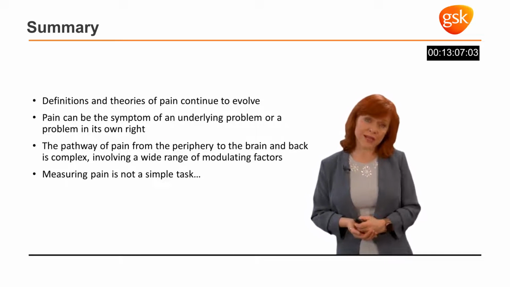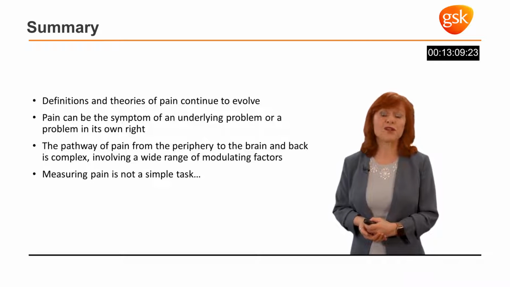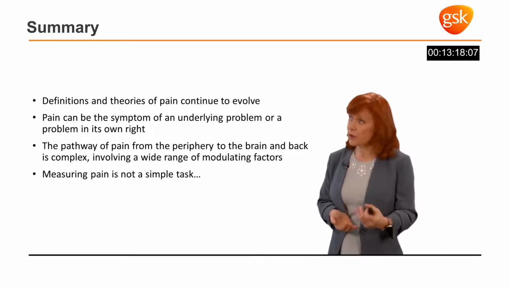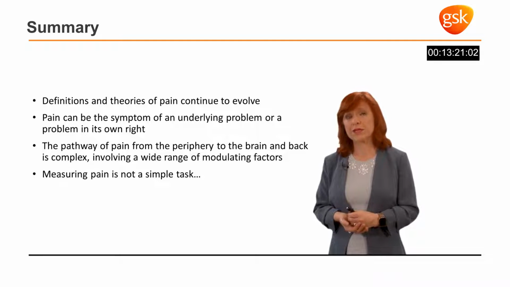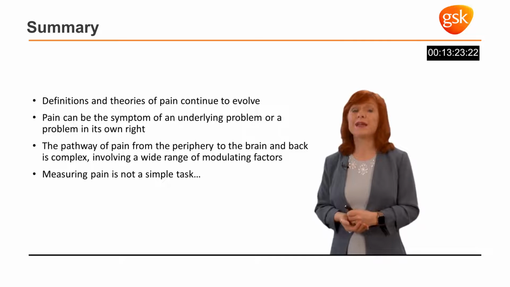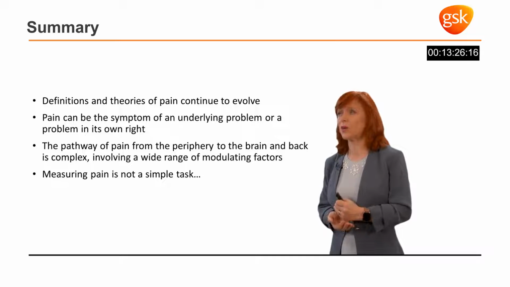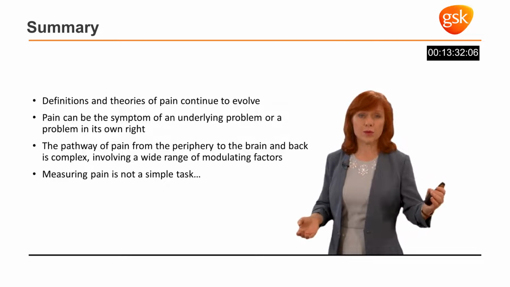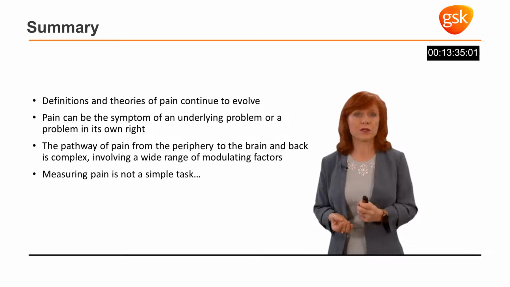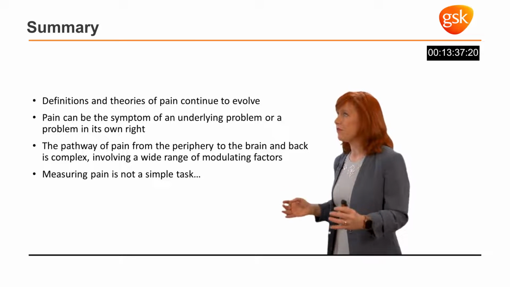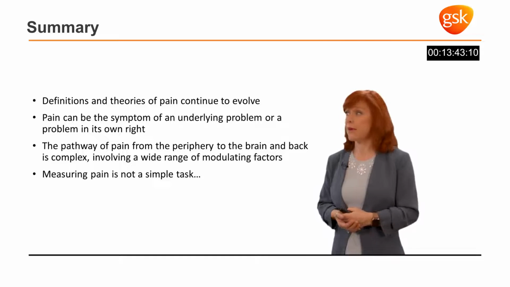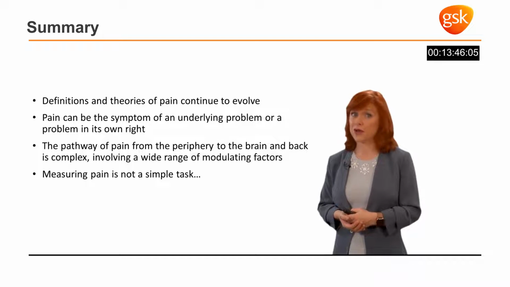Definitions and theories of pain continue to evolve, and functional brain imaging continues to further that progress. Pain can be a symptom of an underlying problem, but of course, particularly where chronic pain is concerned, pain can be a problem in its own right. At its most simple, peripheral nociceptor, spinal cord, brain. But at every stage, there are modulating factors. And measuring pain is not a simple task.